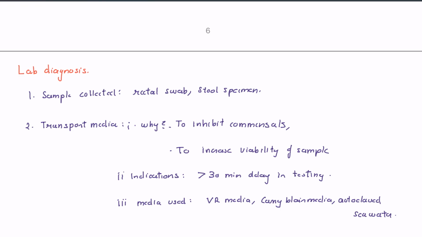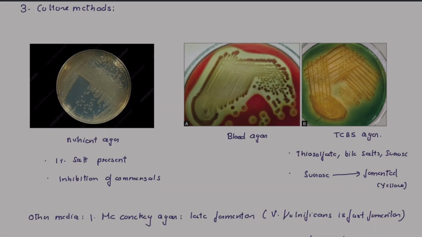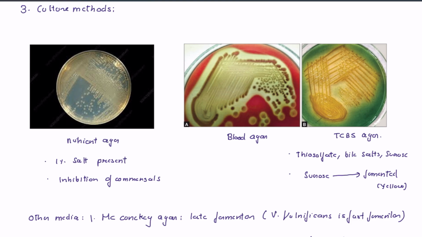Like the sample here, we are taking a stool specimen which contains many commensals, so we need to inhibit them. So what media are used? You can use Venkatraman-Ramakrishnan media, you can use Cary-Blair media, and we can use autoclaved seawater. All of them contain NaCl because it thrives in NaCl. For the culture methods, in nutrient agar, as you can see, we introduce 1% salt for the inhibition of commensals.